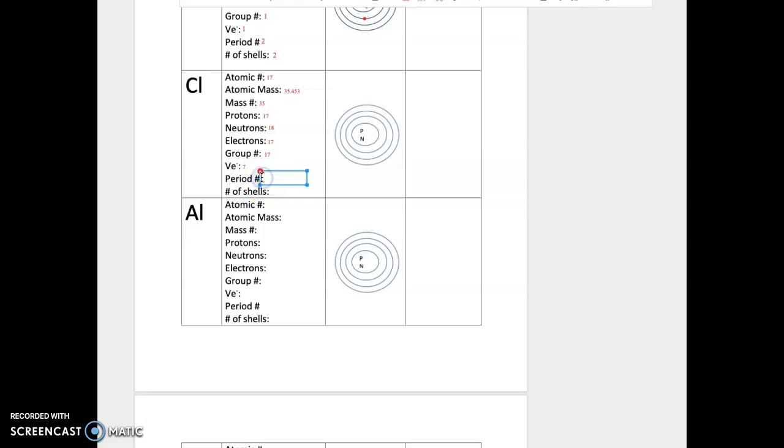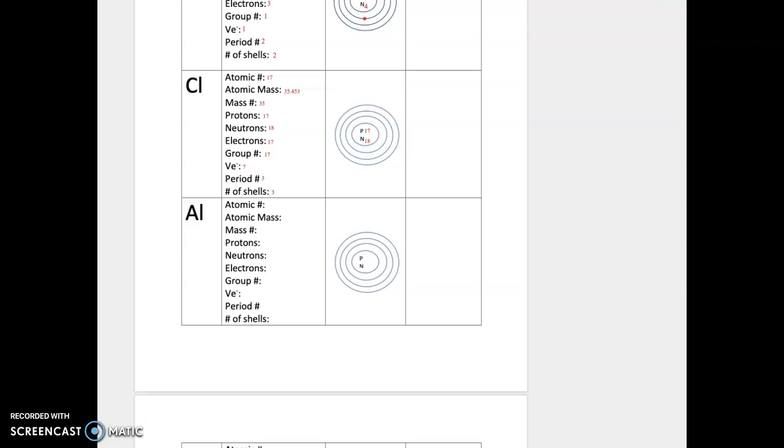Then we go to the period number. Remember, those go side to side, so those are your rows. The groups are your columns. Periods are your rows. So Cl is in row 3, and that tells us exactly how many shells we have: 3 shells. We go over here and we fill in our Bohr model. We have 17 protons and 18 neutrons.